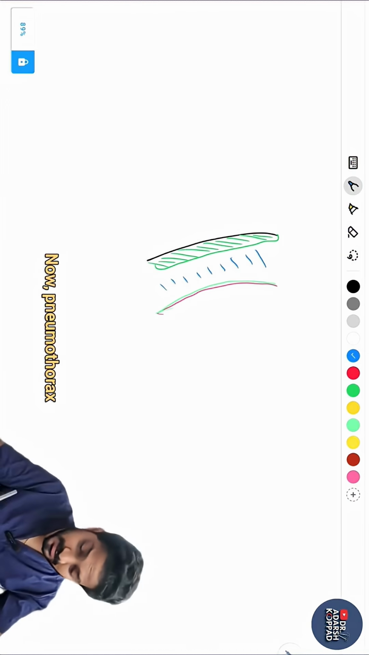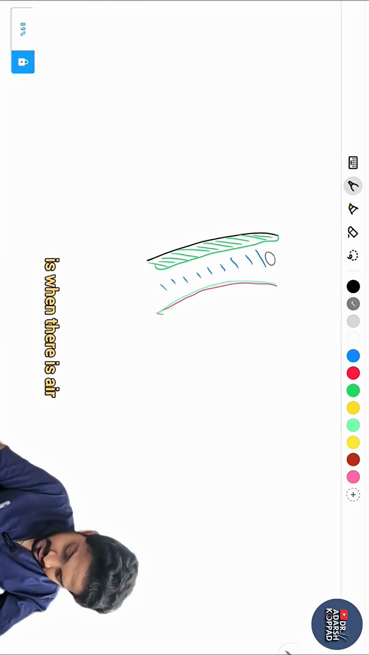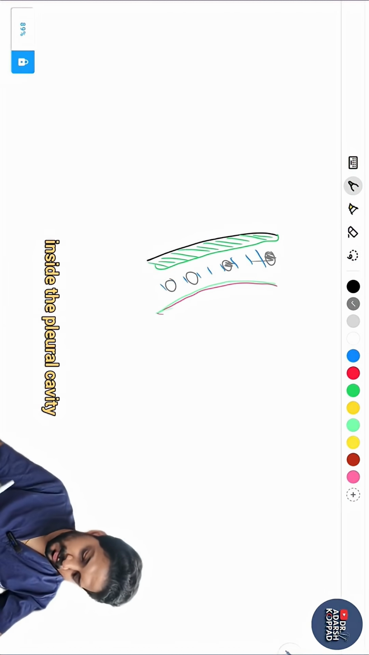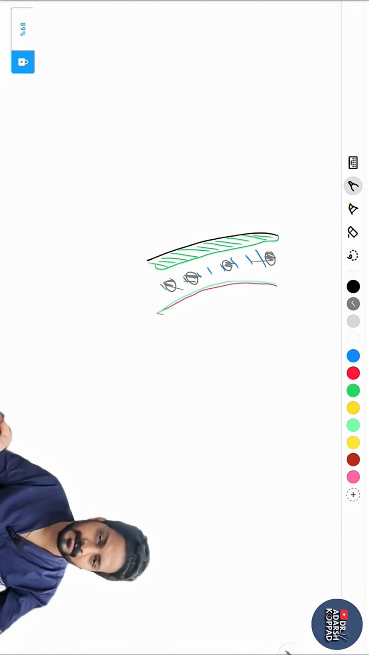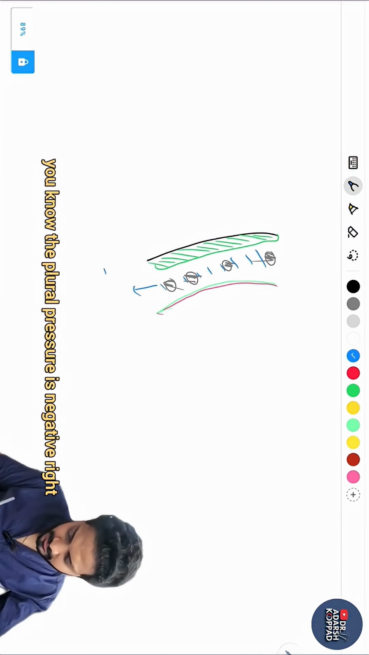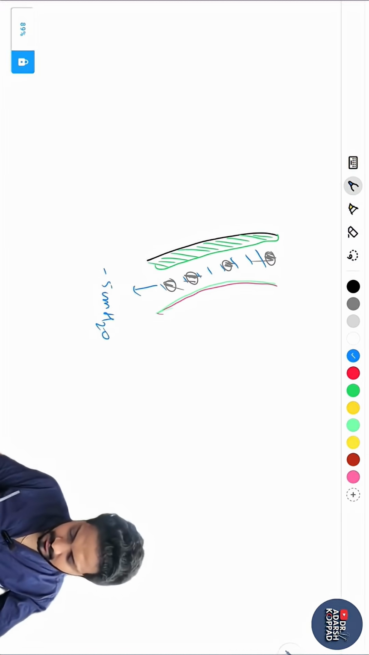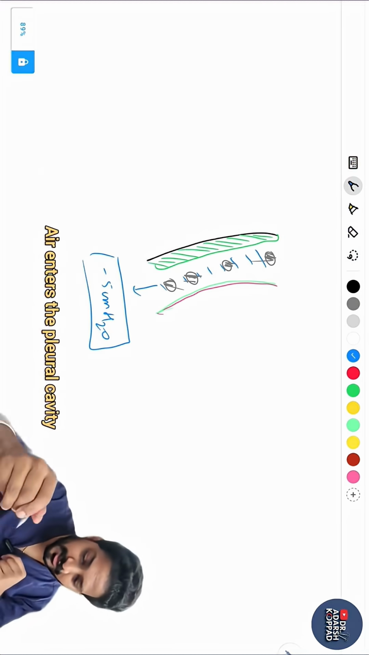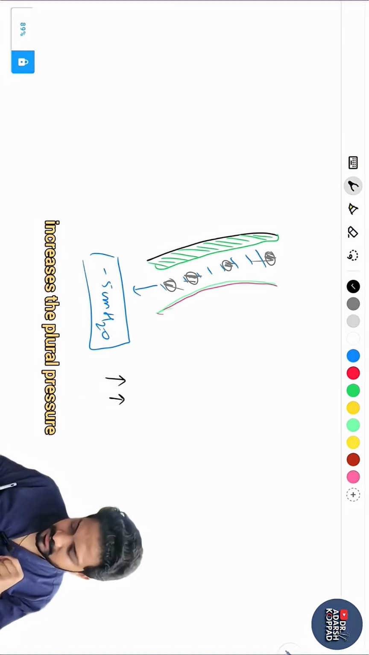Now, pneumothorax is when there is air inside the pleural cavity. So, what does this air do? You know, the pleural pressure is negative, right? That's minus 5 centimeters of water, and when air enters the pleural cavity, it increases the pleural pressure.